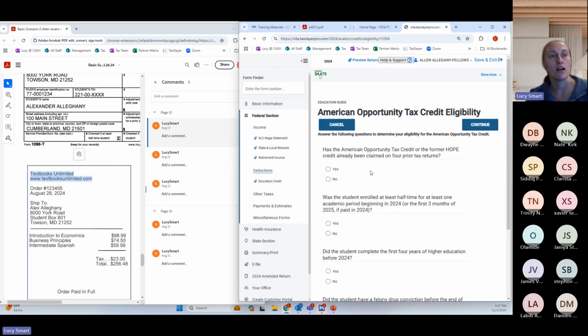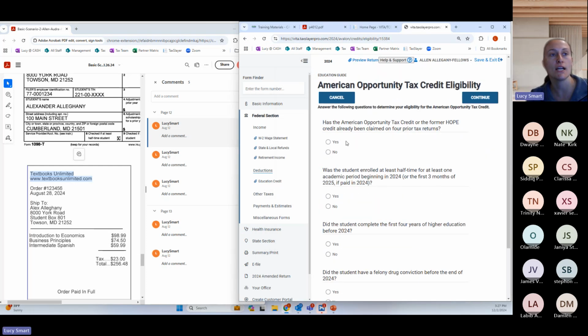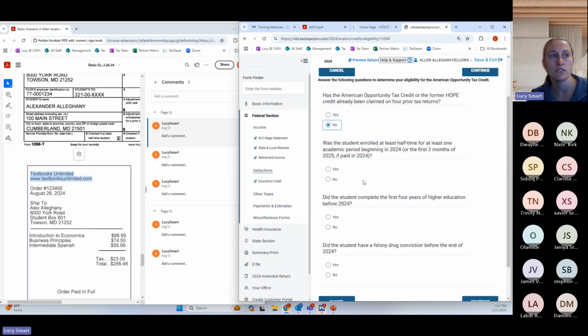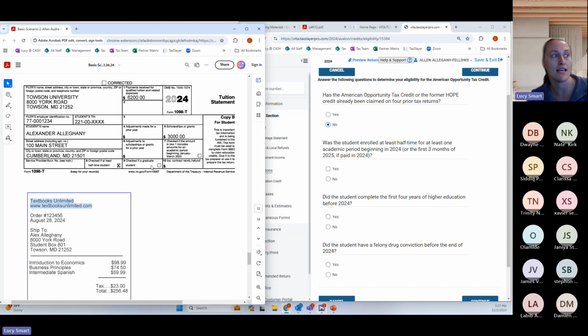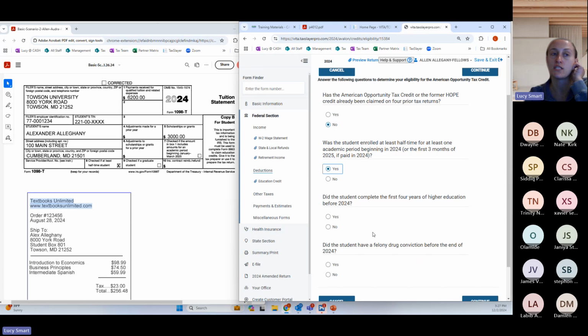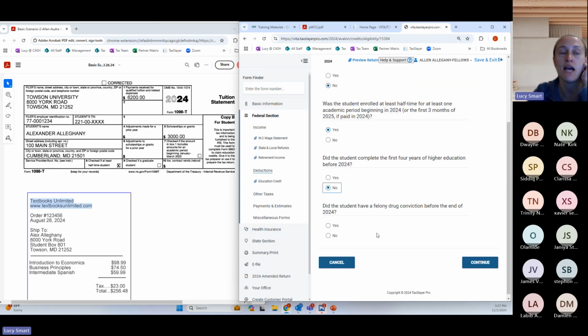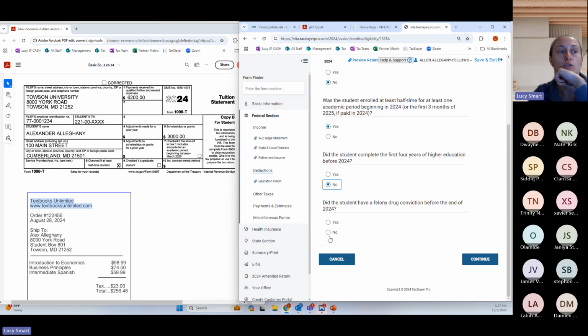All right, now we have to answer our eligibility questions. Has the American Opportunity Credit been claimed on 4 prior tax returns? No, he's only a sophomore, so he definitely hasn't had it claimed 4 times. Was he enrolled at least half-time? Yes, we have this checkbox in box 8 that says he's at least half-time. Did he complete the first 4 years of higher education before 2024? No. And did the student have a felony drug conviction before the end of 2024? No.